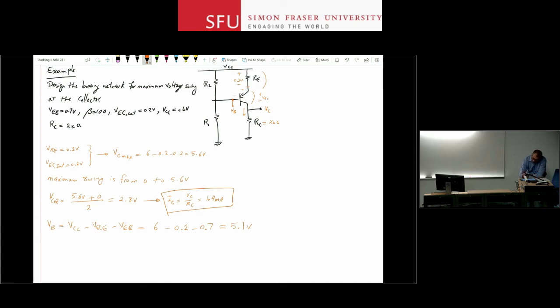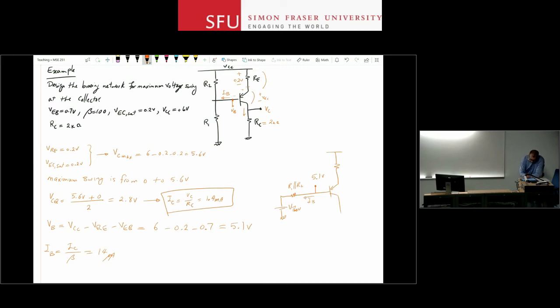Now, I can do two things here. I can look at this IB and I can calculate IB. IB is IC divided by beta. So 1.4 milliamps divided by 100, that's 14 microamps, right? So what I can do is, well, let me just draw the Thevenin equivalent circuit here. I want 5.1 volts here. So there's going to be a Thevenin equivalent circuit and a Thevenin equivalent resistance, which is R1 in parallel with R2. Let me just be explicit about that. And V Thevenin here. That is going to give me 5.1 volts once you take this IB through it, right?